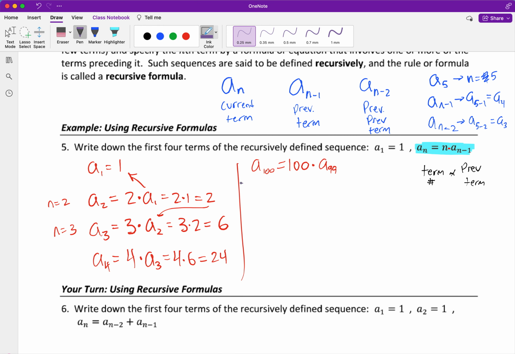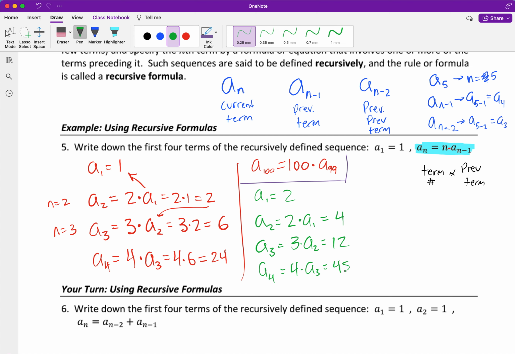Now, there's one last thing I want to talk about that is a strength of recursive, which is, let's say instead of A1 equaling 1, what if I had said that A1 equals 2 this time? When I go to do my rule, the same exact rule, term number times the previous term, I'm going to get 2 times A1, which is 2 times 2, which is 4. And then when I do A3, that's going to be 3 times A2. Well, A2 was 4, so I'm going to get 12. And then A4 is going to be 4 times A3, and I'm going to get 48. And you notice how I just got a completely different pattern, but I used the same rule, which was term number times previous term. The only thing that changed is my starting value.